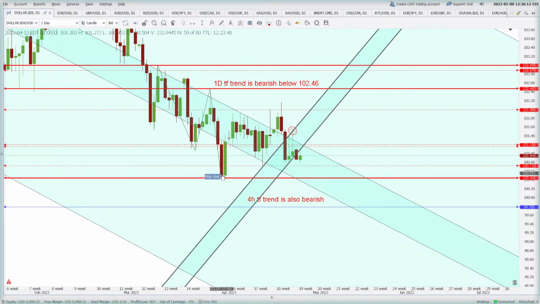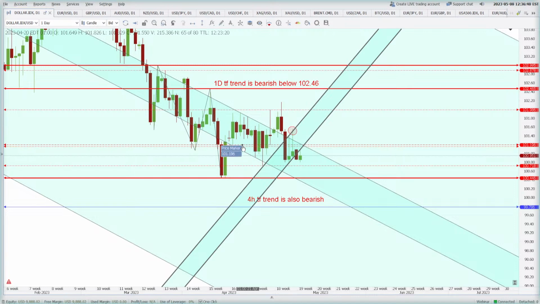I mean, we are sure that yes, this is a downtrend. Till the time this lower high, that is 102.46, is not broken, we cannot be sure that this downtrend has stopped. We don't need to be buying this market till the time 102.46 is not broken. That's why I have written here, 1-day time frame trend is bearish below 102.46.